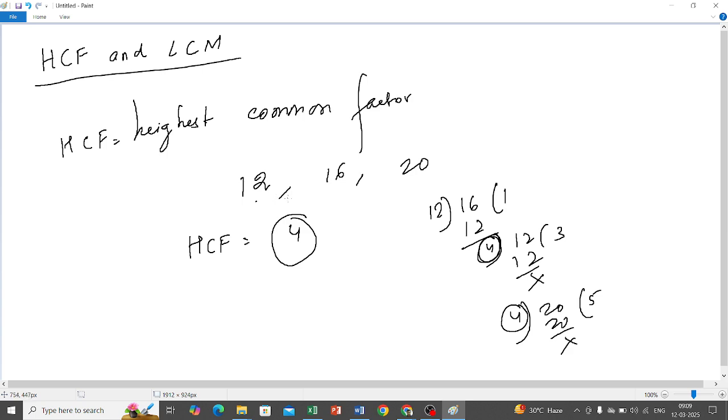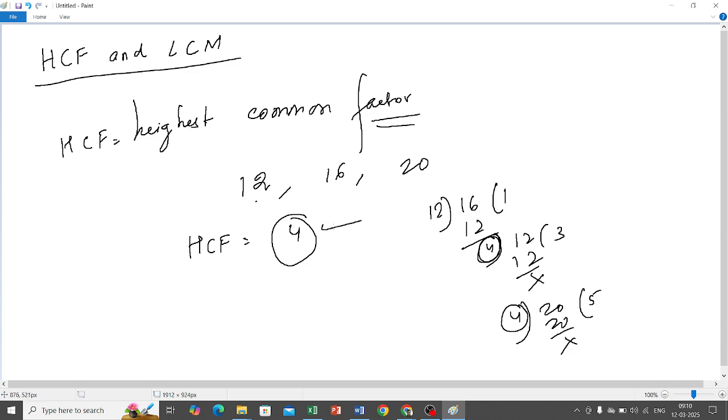Understood the concept of HCF? Now, what is the meaning of factor? Factor is something that divides something perfectly, right? Understand the meaning of this word. Factor means something which divides a particular number completely.